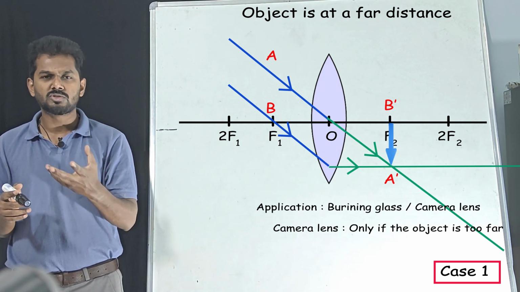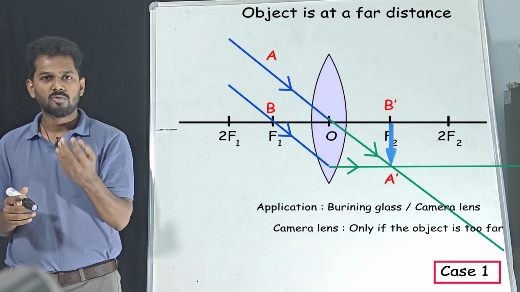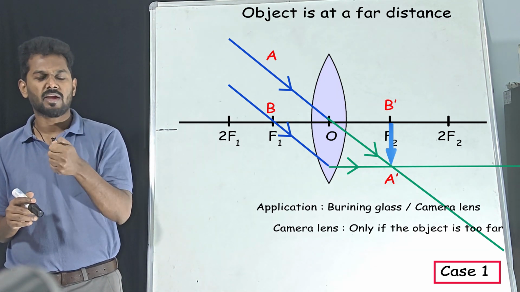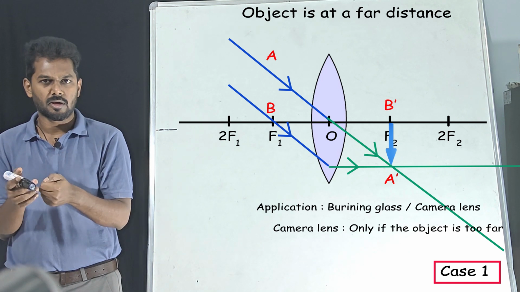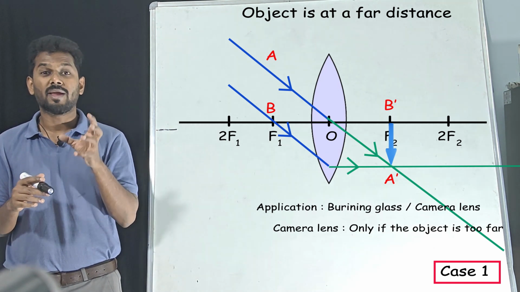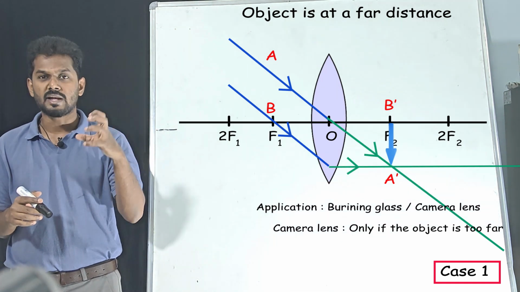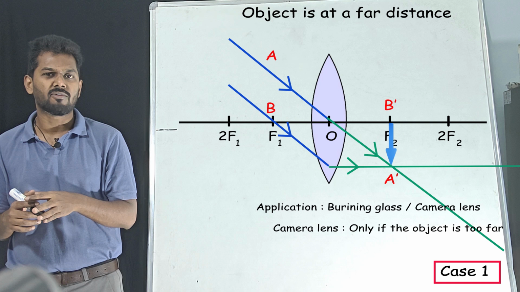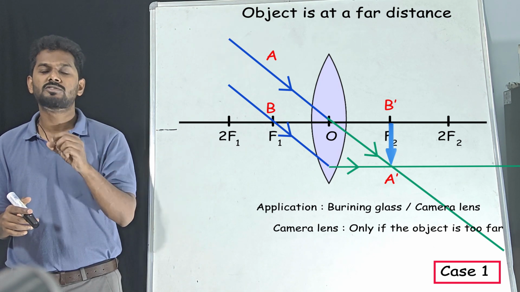In childhood we used to burn a piece of paper using sun rays and a magnifying glass. When you keep the magnifying glass between the sun rays and the paper, we can easily burn it. This is one application. And why is it getting burned? Because all the sun rays, which are parallel, after going through the magnifying glass, get converged to a point.